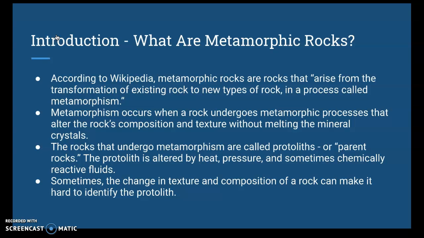Metamorphism occurs when a rock undergoes those processes and it alters the rock's composition and texture, but it does not melt the mineral crystals. The rock that undergoes the metamorphism is called the protolith, or also called the parent rock. The protolith is altered by heat and pressure over a period of time, and sometimes it's even chemically altered by reactive fluids. Sometimes the change in texture and composition of a protolith can make it pretty hard to even identify it after it's undergone metamorphism.